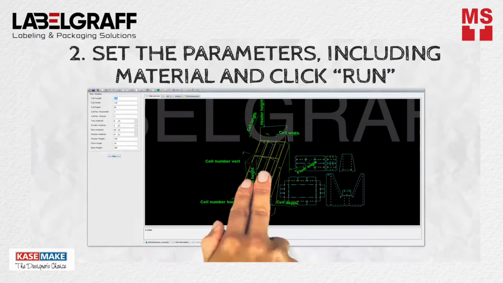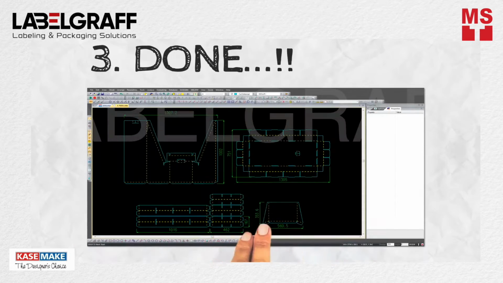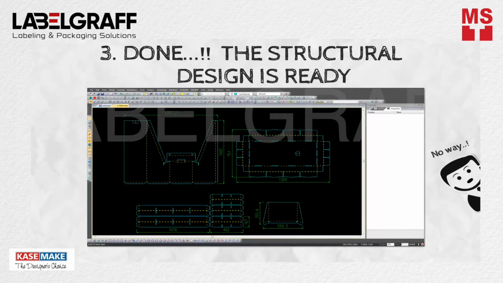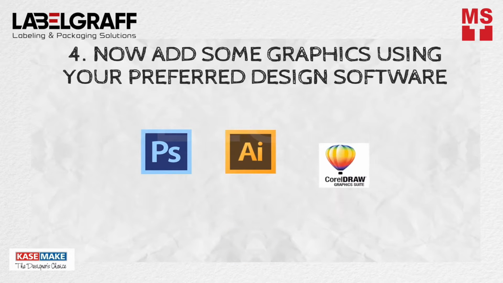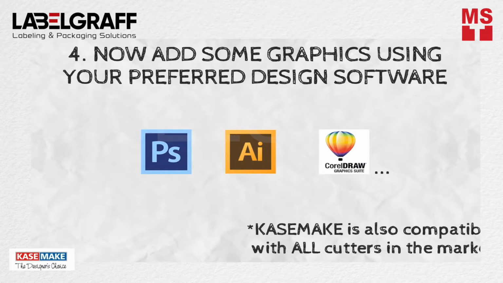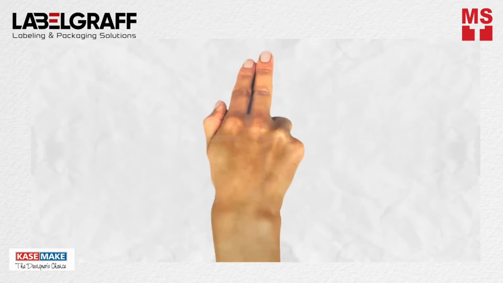Next, set the parameters including material and click Run, and that's it. The structural design is ready. Now add some design using your preferred design software in Photoshop, Illustrator, or CorelDRAW. Kasemake is also compatible with all cutters in the market.